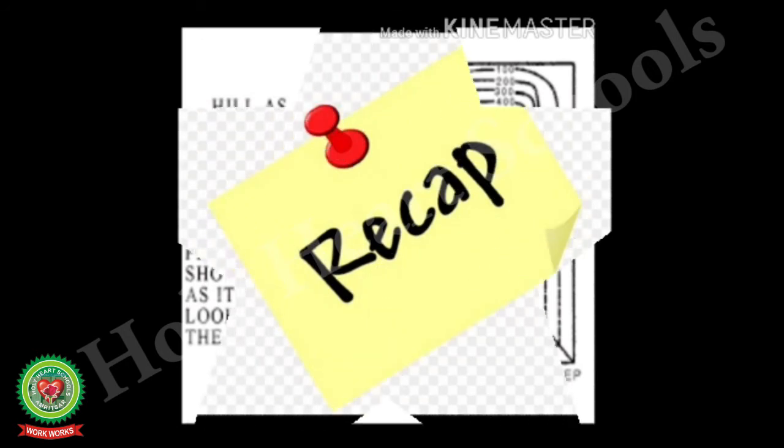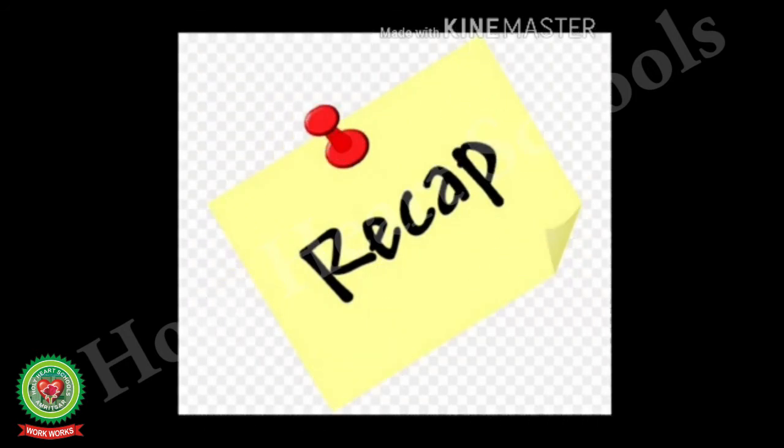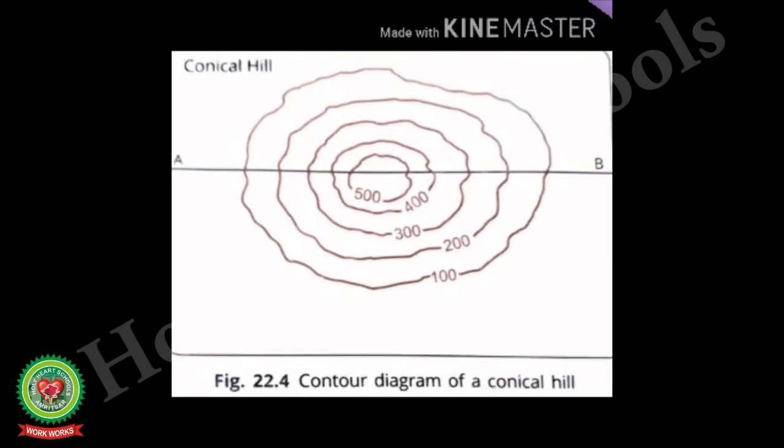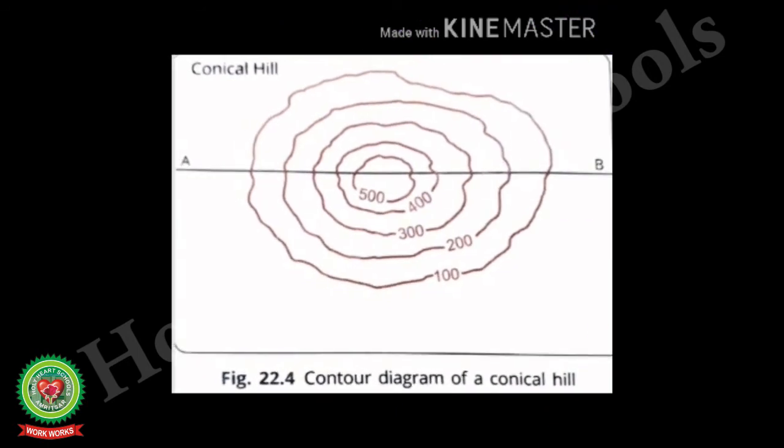Students, let's do the recapitulation of the topic. Here I am going to discuss the general instruction to identify features shown in contours. Let's start. First is a hill. It is shown by circular contours with height less than 1000 meter. It can be shown with the help of almost concentric contour lines spaced regularly.